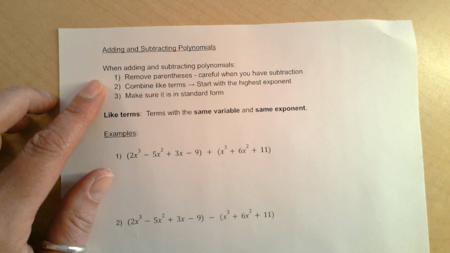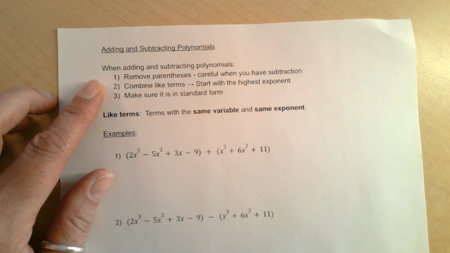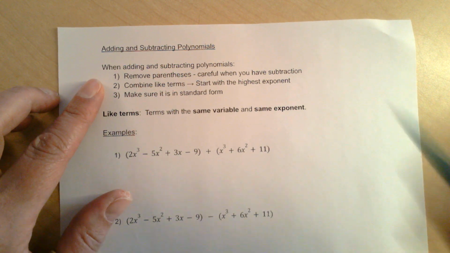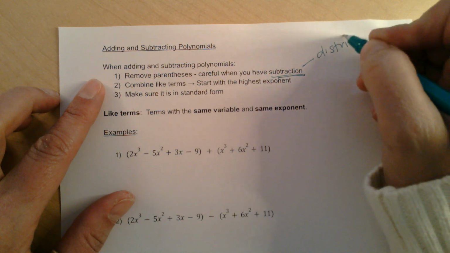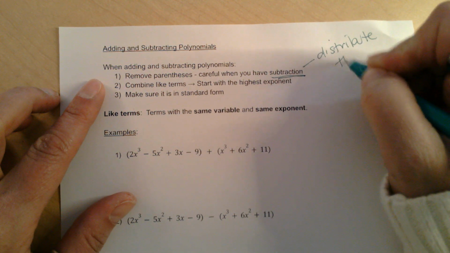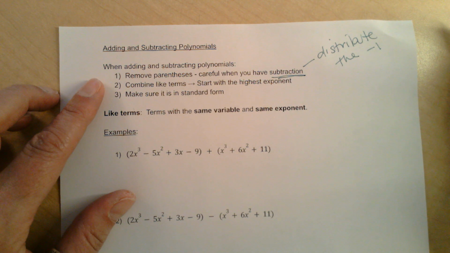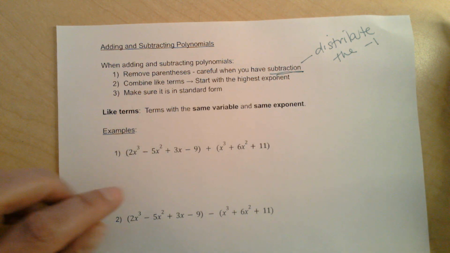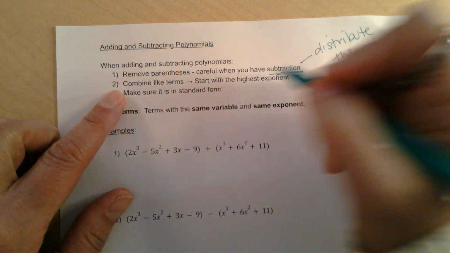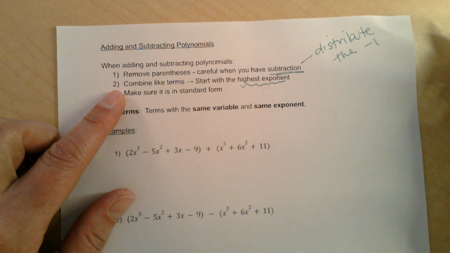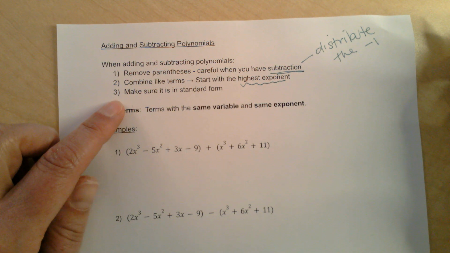When adding and subtracting polynomials, first thing you do is you remove the parentheses. You really have to be careful when you're doing subtraction because you are going to be distributing the negative, which is going to be a -1. We're distributing the -1. Then we're going to combine like terms. The easiest way to do this is to start with the highest exponent, and then we're just going to make sure it's in standard form.